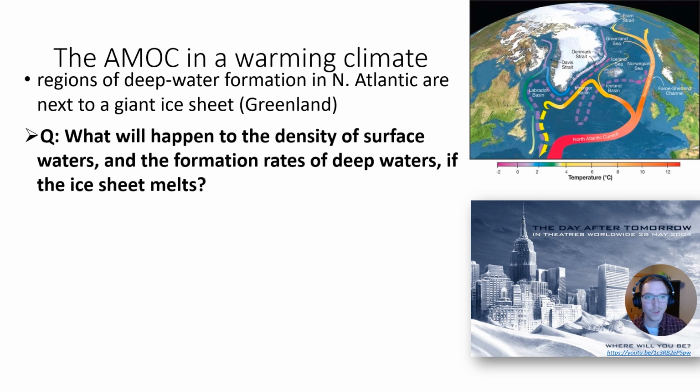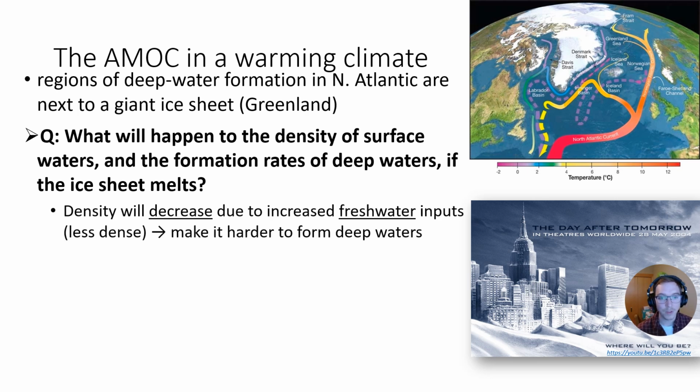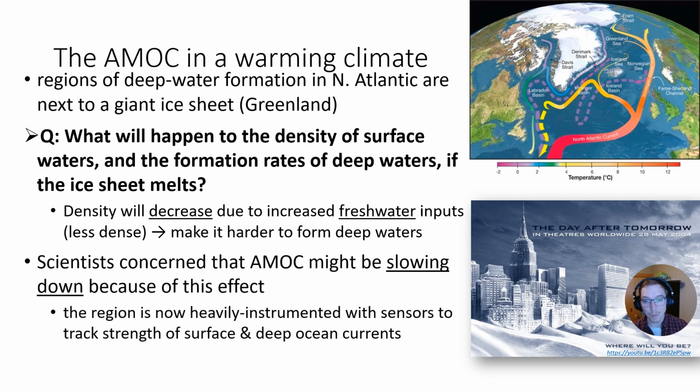We can ask ourselves, what will happen to the density of surface water and the formation rates of deep water if that ice sheet melts? Well, to our best understanding, density will decrease due to increased freshwater inputs, making it less dense, making it harder to form that deep water. We think it might be slowing down because of this effect, and the region is now heavily instrumented with sensors to track the strength of surface and deep ocean currents, because if this shuts down, we're losing a big exchange of energy across our world. And again, we don't know what the repercussions of that will be.